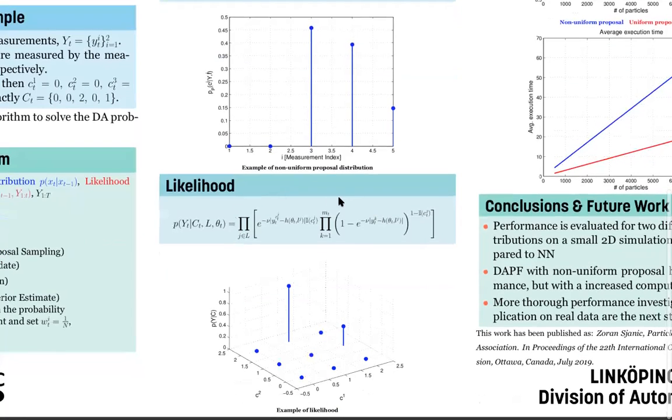The likelihood is given here, and the likelihood consists of two parts. One part is trying to describe all the non-observed landmarks, and one part is trying to describe all the observed landmarks. An example of likelihood is given here for the case of two landmarks.